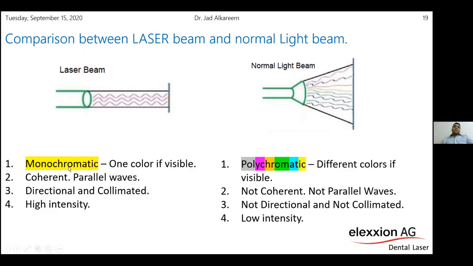And finally, the laser beam has a very high intensity, but the normal light does not have that. It has a low intensity. That's why the laser can travel long distances, and that's why it has a high energy, which is responsible for all that we mentioned.